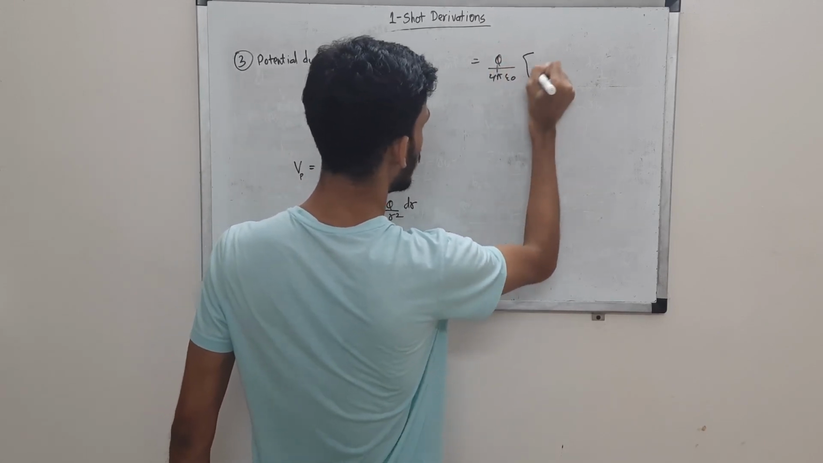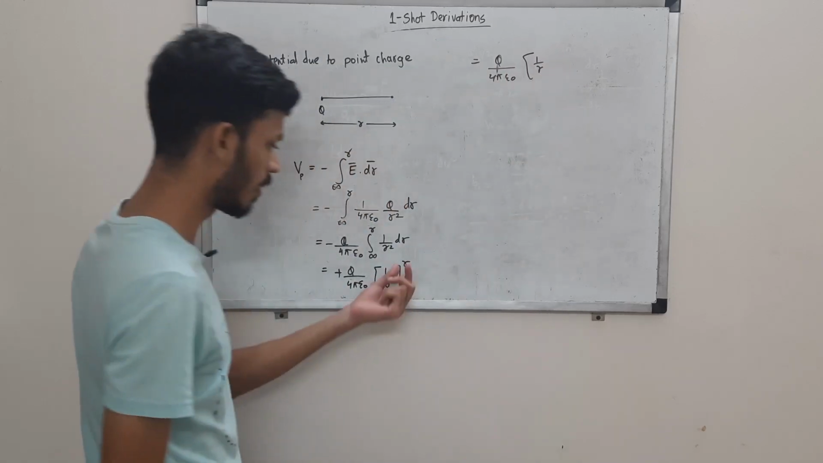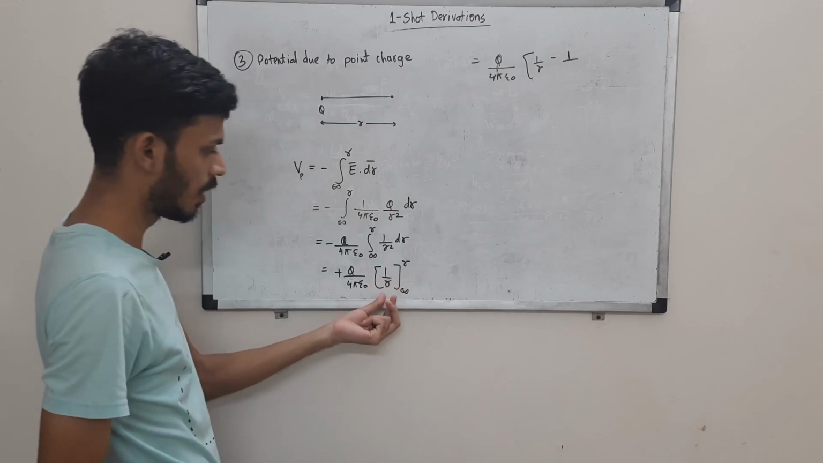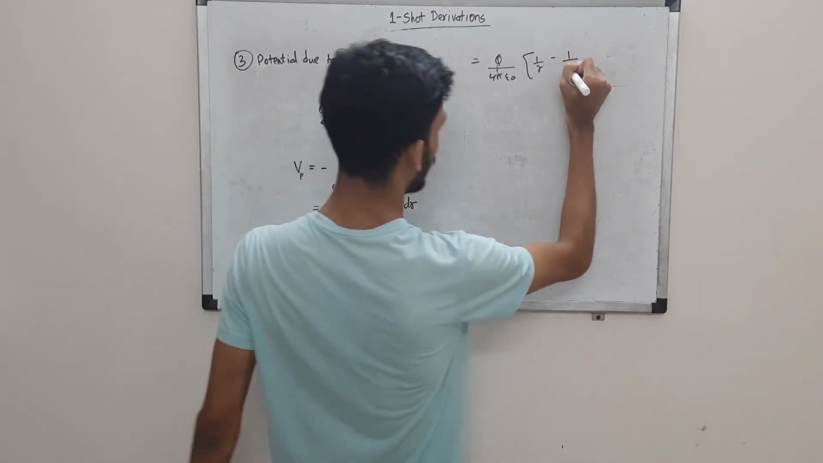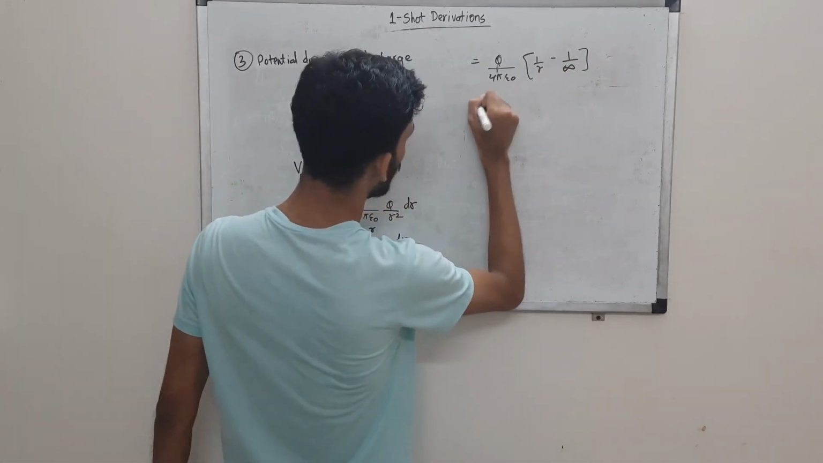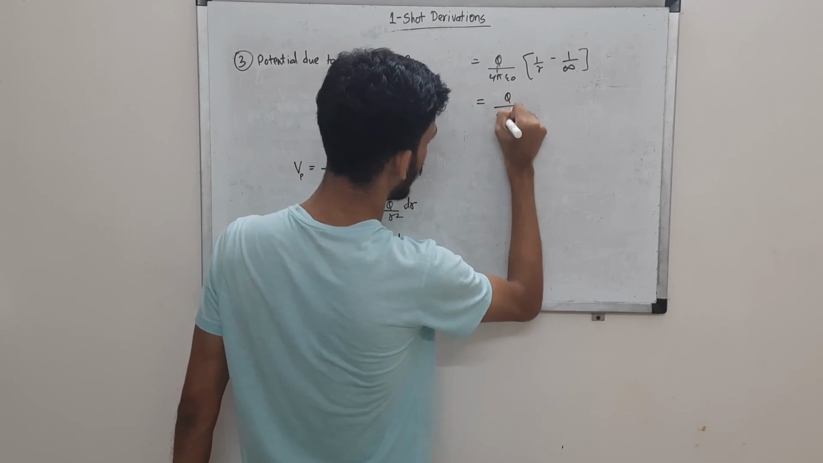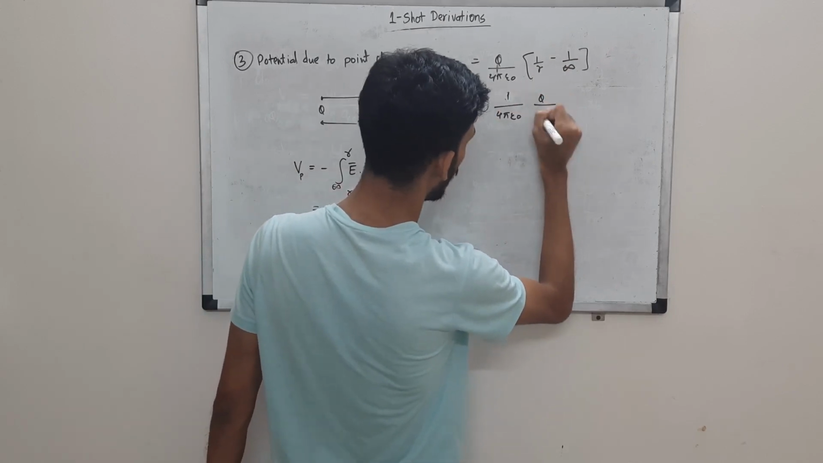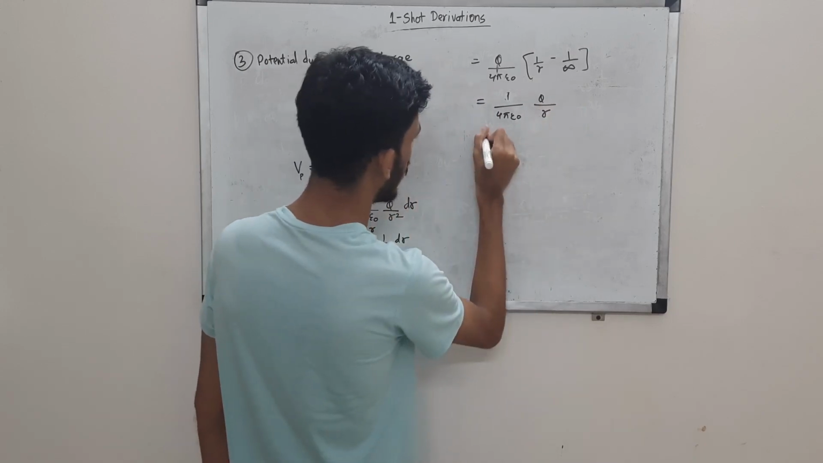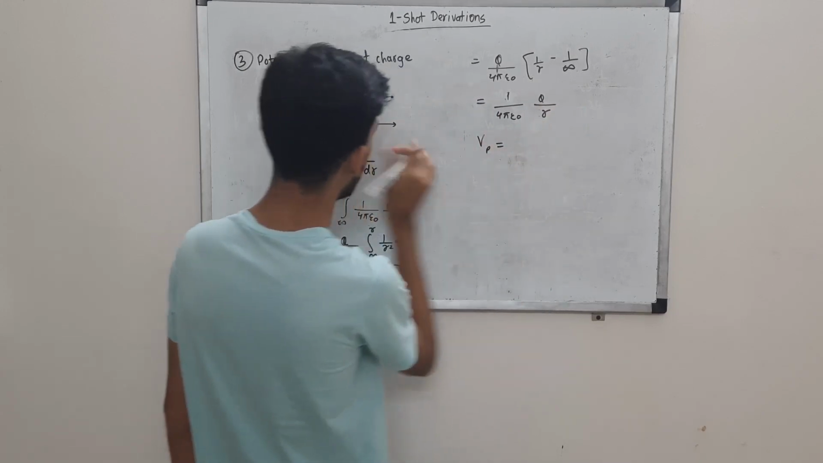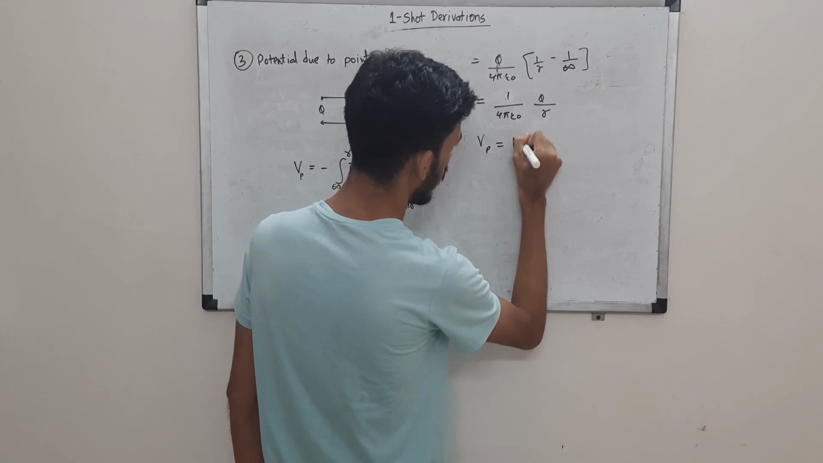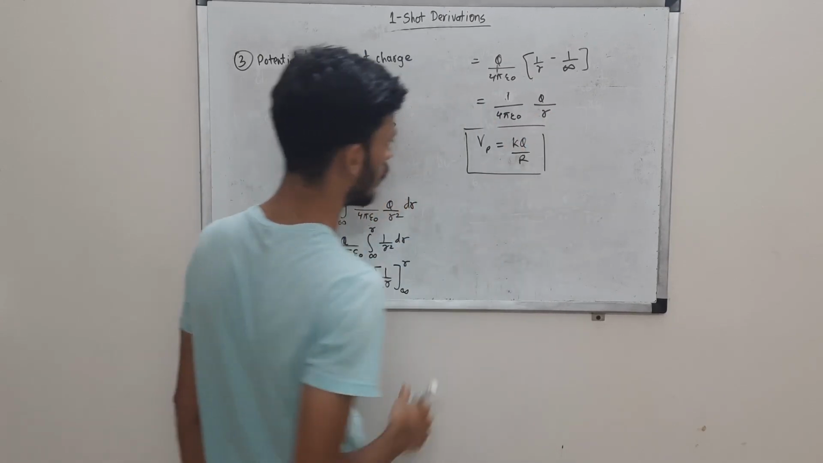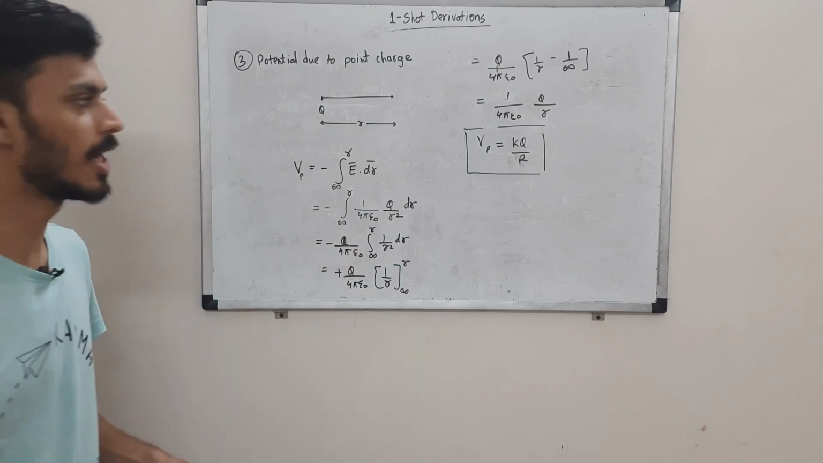Substitute the limits. The upper limit is r, basically at a distance r, and minus 1 upon substitute infinity. 1 upon infinity is basically 0. So 1 upon 4 pi epsilon naught q by r. Or you can say that the potential at point P, which is at a distance r, is given as kq by r. Basically the same expression that we obtained before, right? But this is the more standard way of doing it.